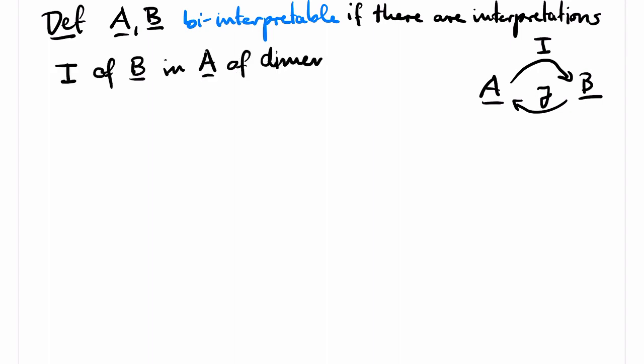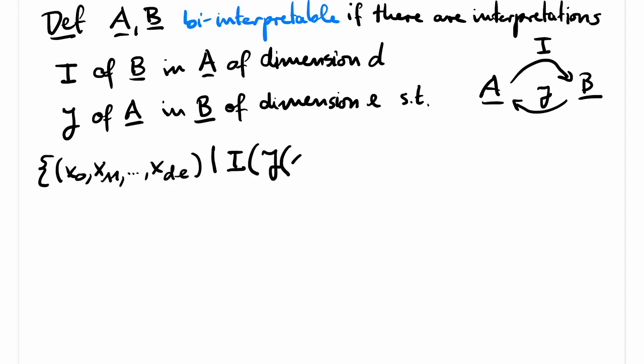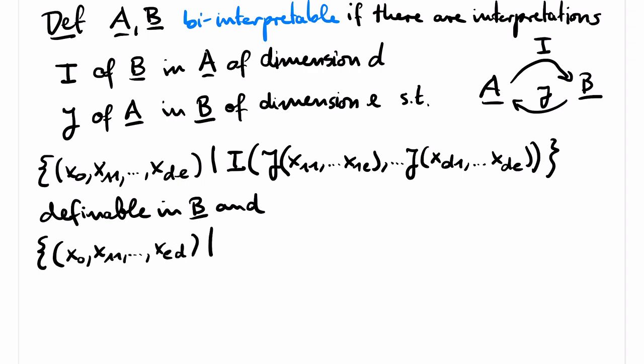Formally, suppose that I has dimension D and J has dimension E. We require, formally, that the relation of arity D times E plus 1, that contains all tuples where the first entry is the function value of the remaining entries under I composed with J, is definable in B. Similarly, we have such a relation which should be definable in A.